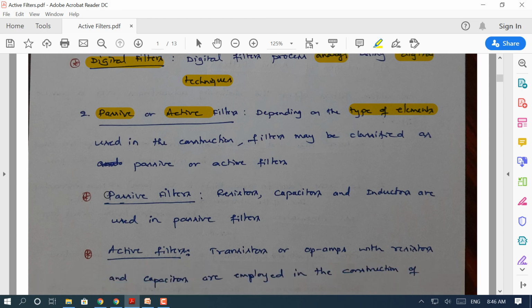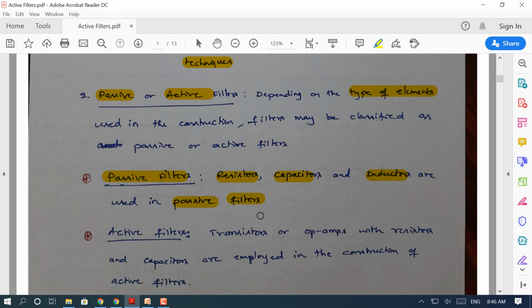Now, what is a passive filter? Passive filters are those which use passive elements such as resistors, capacitors, inductors, and so on. So these are the passive elements. A filter circuit which is constructed with the help of these passive elements is called a passive filter. Next, active filters. Today we are going to discuss more about these active filters.